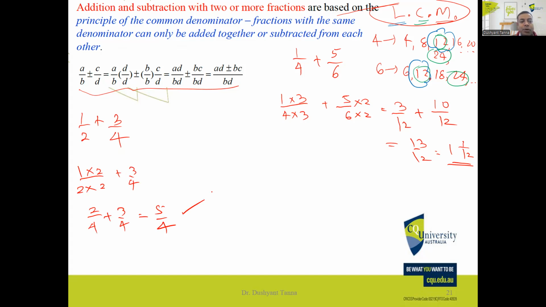Now, this is what has been explained here. You multiply and divide with B and B, and multiply and divide with D and D. So this denominator becomes BD, and this becomes BD. The top becomes AD, and the other top becomes BC. Since there is the same denominator, you can add and subtract, and write AD plus or minus BC over BD. Any question on that?